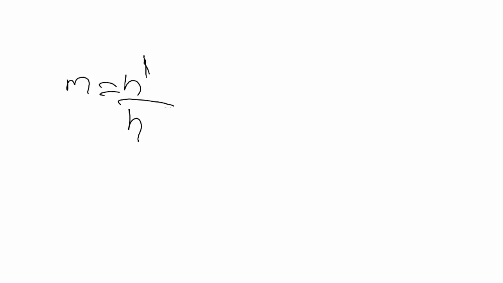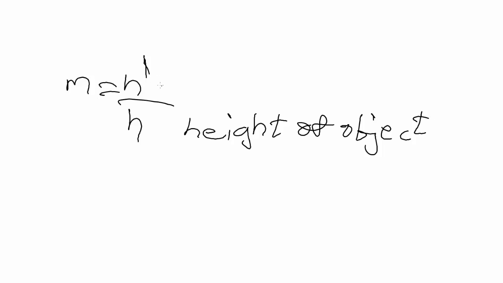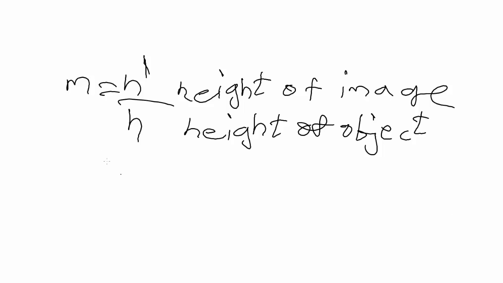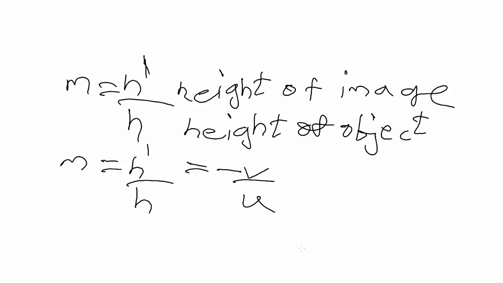Now h is basically the height of the object, while h dash is the height of the image. Perfect. Okay, so now you have m is equal to h dash by h. Now we learned just recently, maybe 30 seconds ago or something, we have the object distance, that is u, and image distance, that is v. So we can also say that h dash by h is equal to negative v by u. Am I right? Yes, I am right.